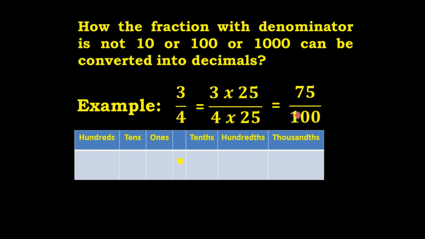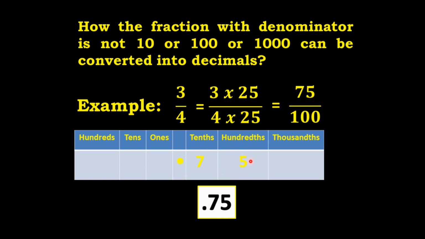Alright guys, if you could still remember what I have told you just a while ago, our denominator this time is 100. So let us focus on the last digit. So meaning the last digit needs to be in the hundreds place. Okay, let's try to find out in the chart. Okay, so 5 needs to be in the hundreds place. So 7 needs to be in the tens place. Alright, so meaning the decimal form of 3/4 is 0.75.